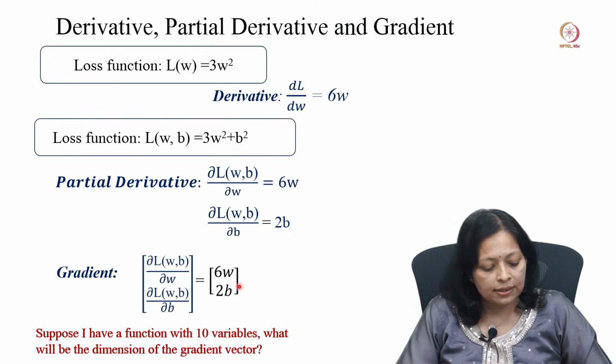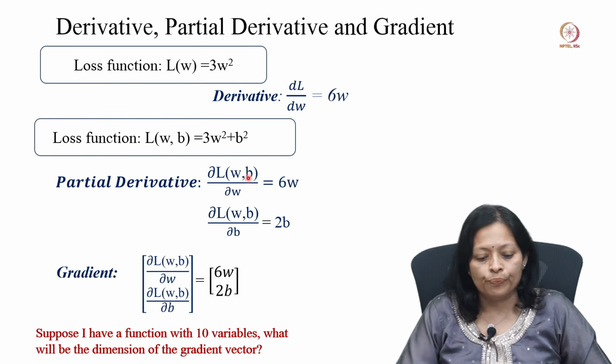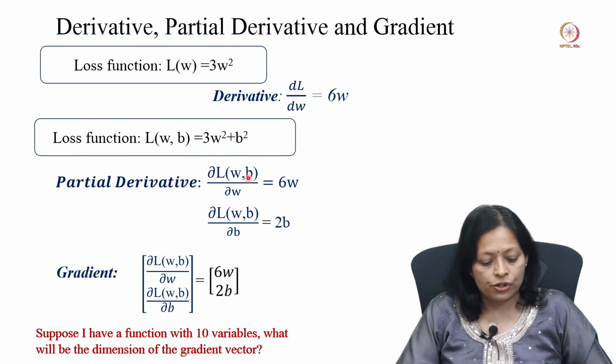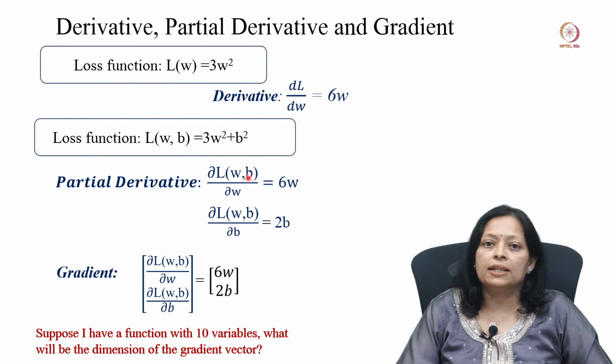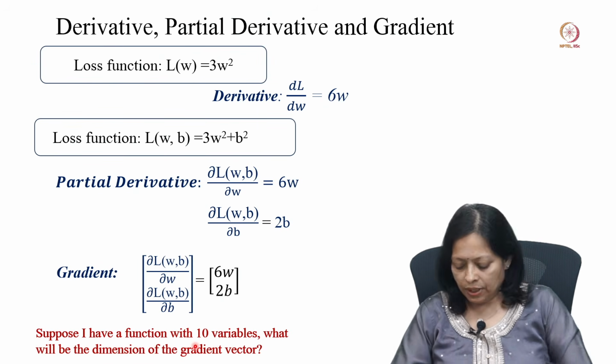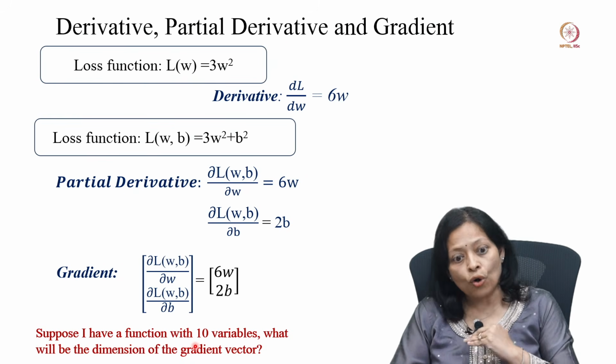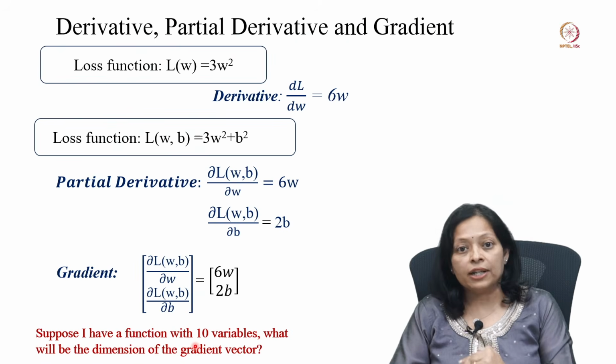Now, suppose I have a function with 10 variables. In this case, the number of variables was 2. Suppose we have a function of 10 variables. What will be the dimension of the gradient vector? It will be a 10-dimensional vector, because we have to take the partial derivative of the function with respect to all the variables that are there.